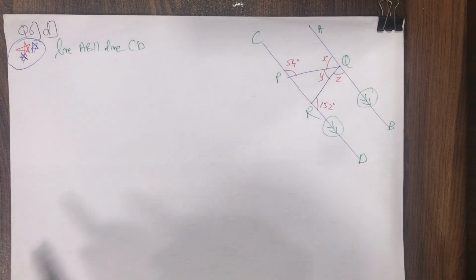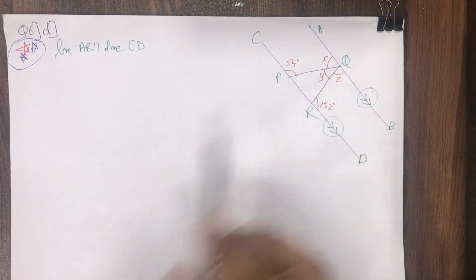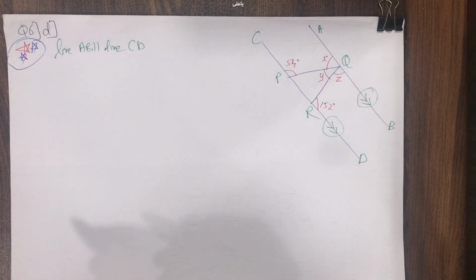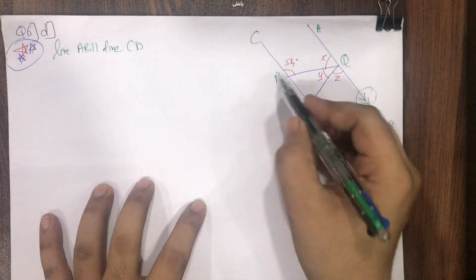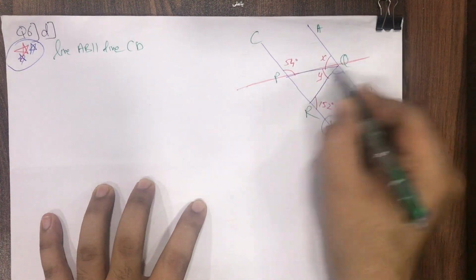What we need to find? We need to find the unknown values of X, Y and Z. Okay, now very quickly pay attention over here. All of you, please pay attention. Now I'm highlighting this. Please see this PQ.